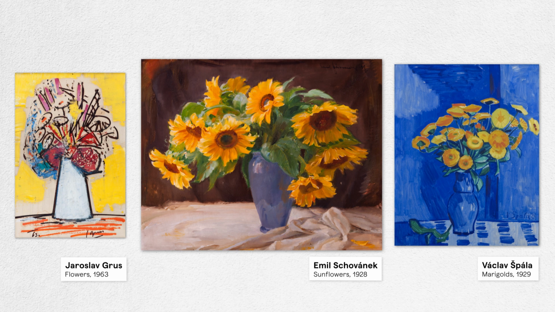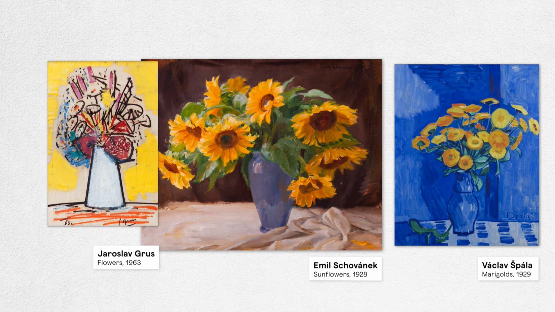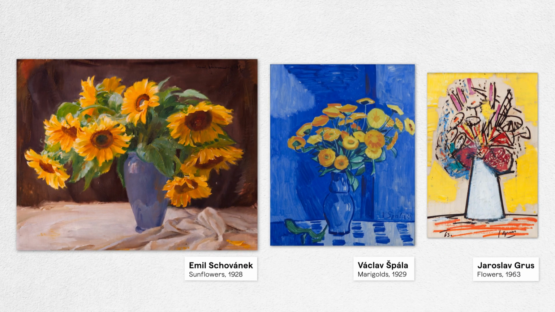These three paintings show different artistic approaches. Which one do you think most closely imitates real flowers, and which one the least? The first painting captures the real appearance of flowers most faithfully, using color and shape modeling through light and shadow.